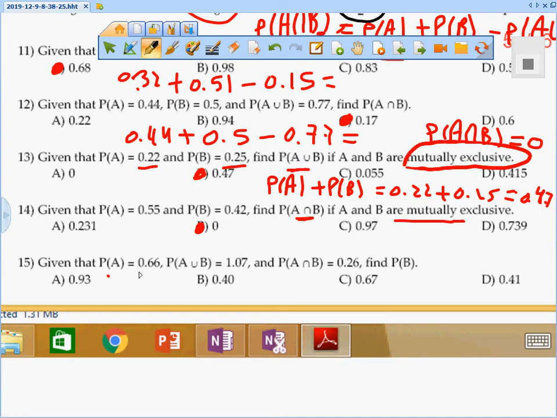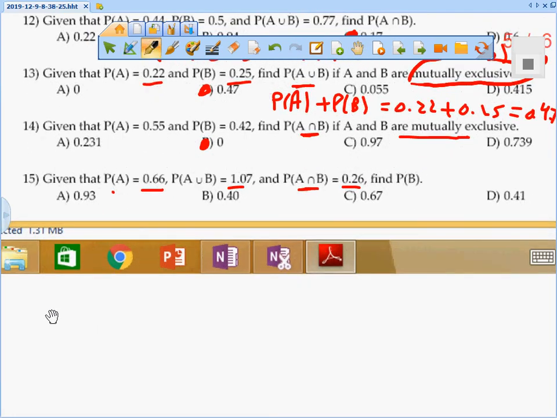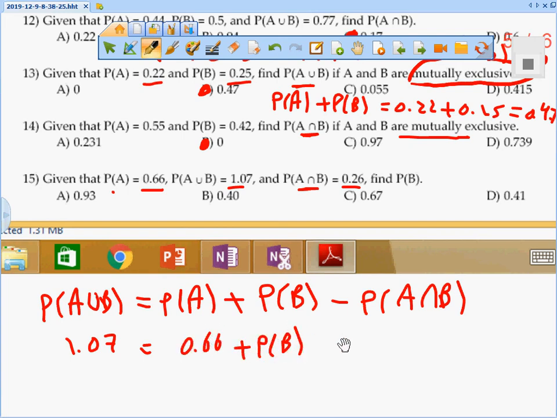Now, the probability of A is 0.66, the union is 1.07 and the intersection is 0.26. How can I find the probability of B? We should write the rule first. The probability of A union B is equal to the probability of A plus the probability of B minus the probability of the intersection. What if I wrote the union first and the intersection? It doesn't matter, it's the same. So the probability of A union B is 1.07. The probability of A is 0.66. The probability of B, I don't know. This is the one I'm looking for.